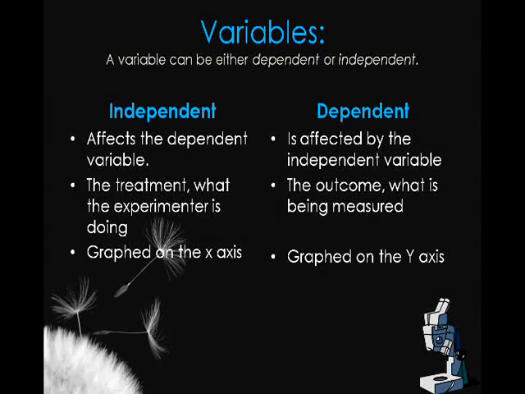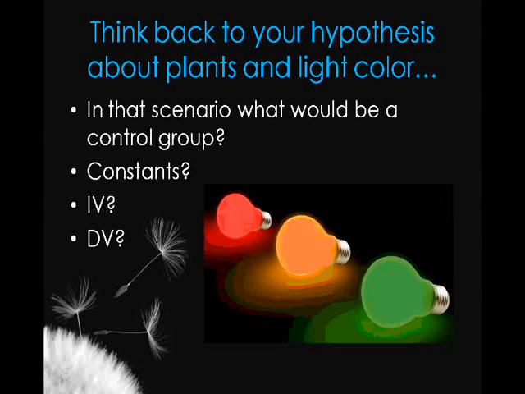When you're graphing, the independent variable is always graphed on the x-axis, and the dependent variable is always graphed on the y-axis. So if you're looking at a graph and asked to say which is the dependent and independent variable, you can tell just by looking at which is on which axis.